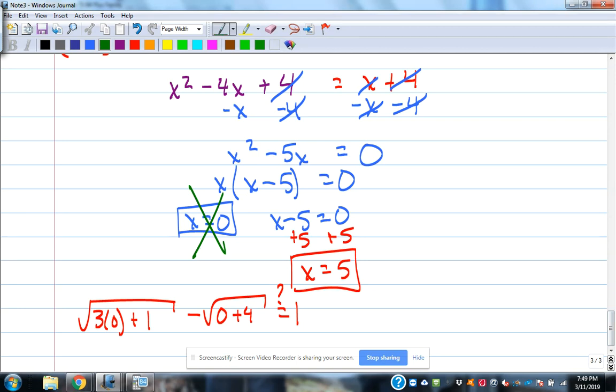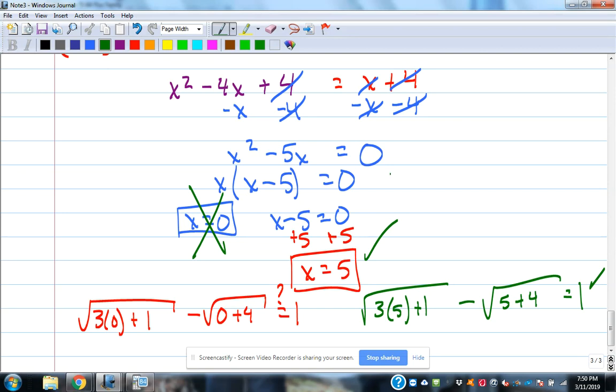Okay? Check the 5. 3 times 5 plus 1. That'd be 16. What's the square root of 16? 4. 5 plus 4 is 9. What's the square root of 9? 3. 4 minus 3? 1. Checks. So the 5 is the one you keep. We found 2 answers. We checked them. 0 did not work. 5 worked.